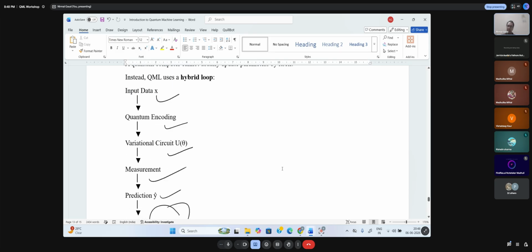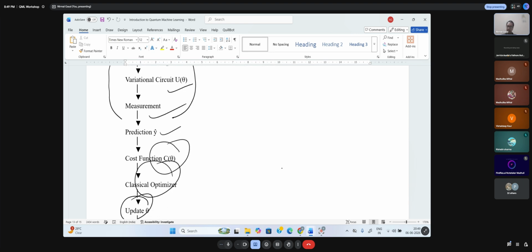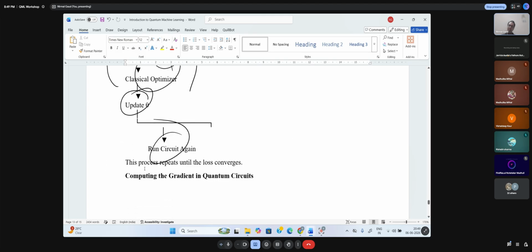Till here, quantum is present. Then machine learning is present. Here, machine learning is present. Okay, and then again, the circuit is running. Quantum will work.